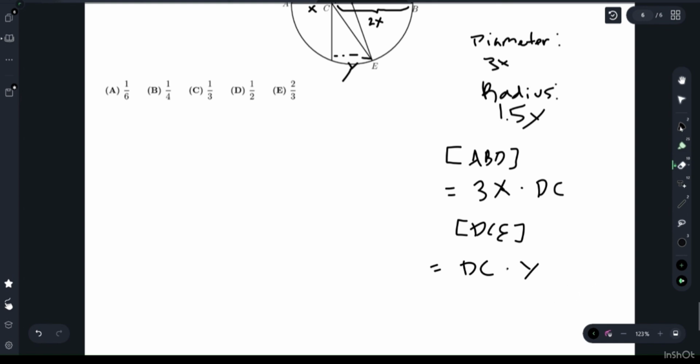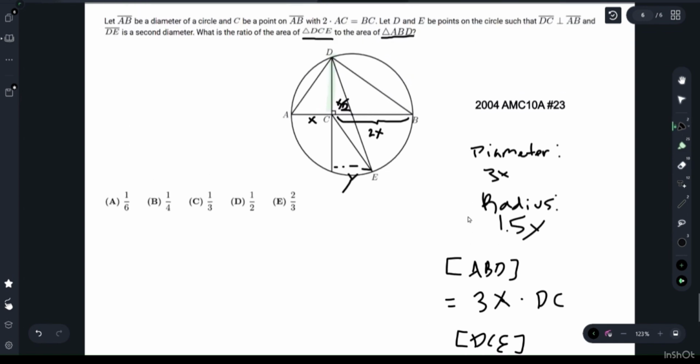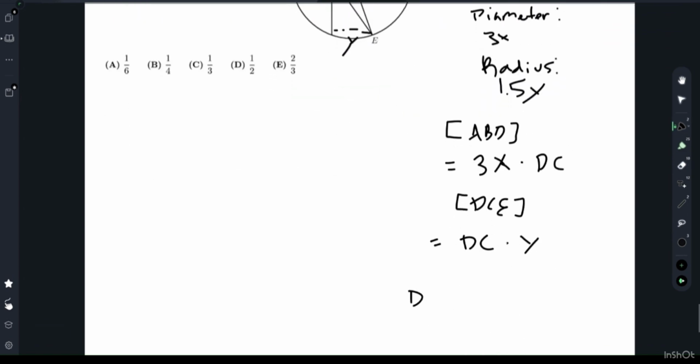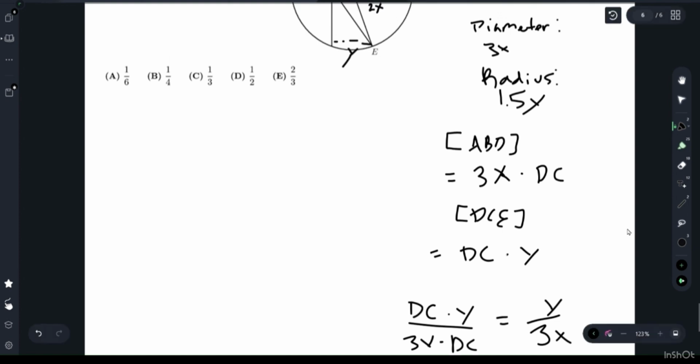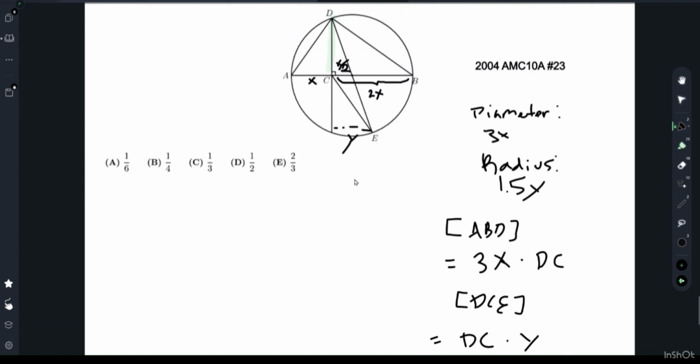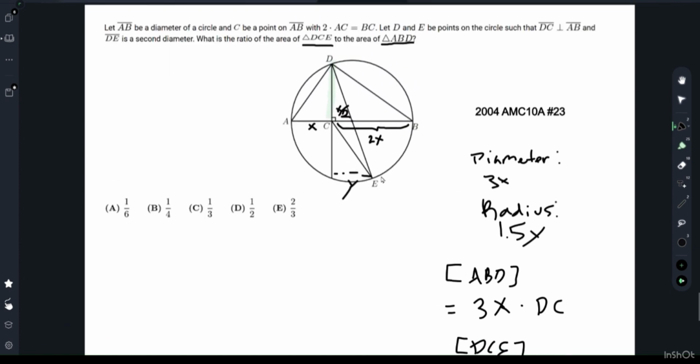Well, now we just know the ratio of DCE to ABD is going to be DC times y over 3x times DC. And then we could simplify and divide by DC on both the top and bottom, so we get y over 3x. Now all we need to find is y. Let's find what y is.